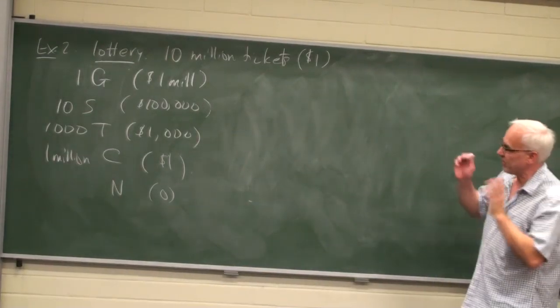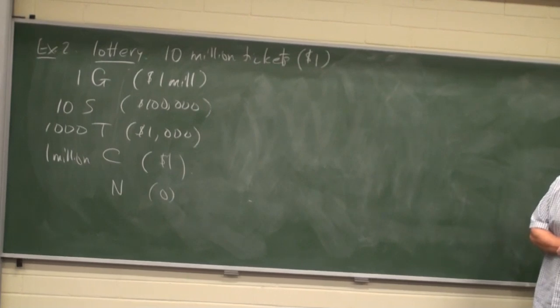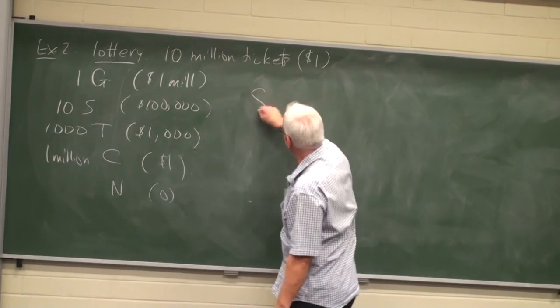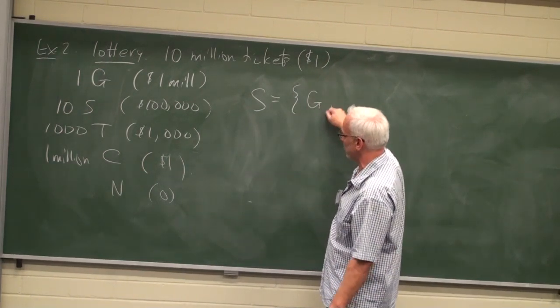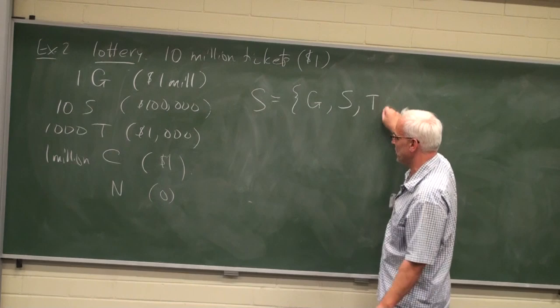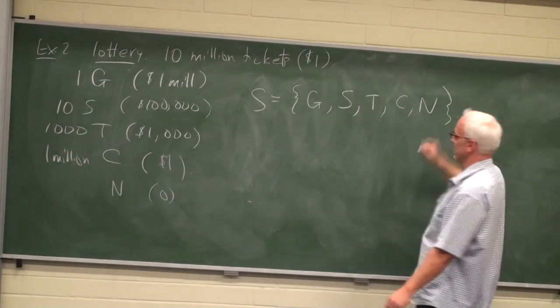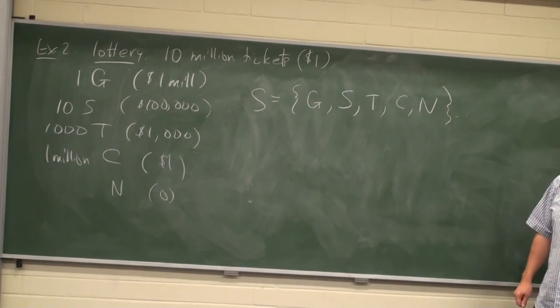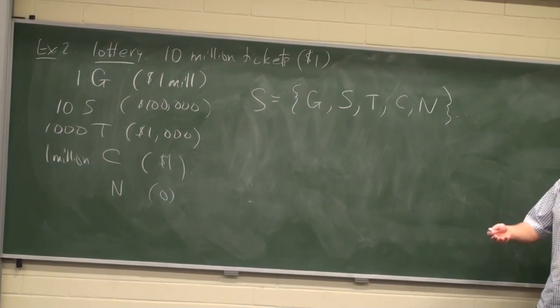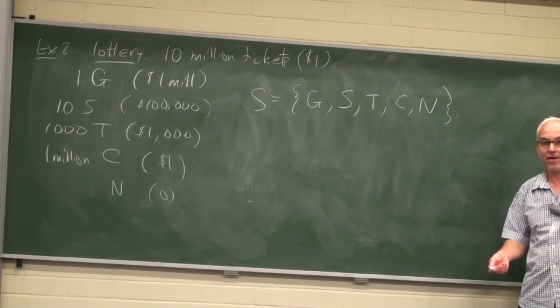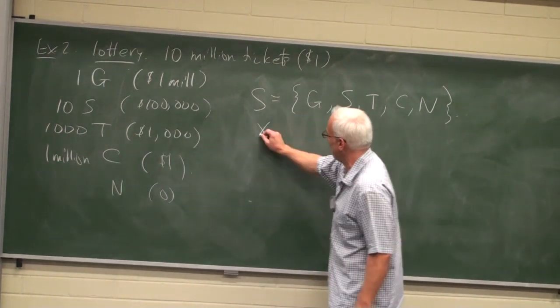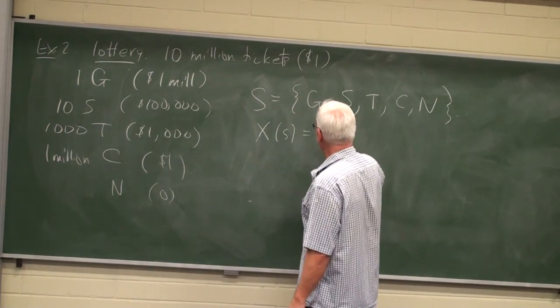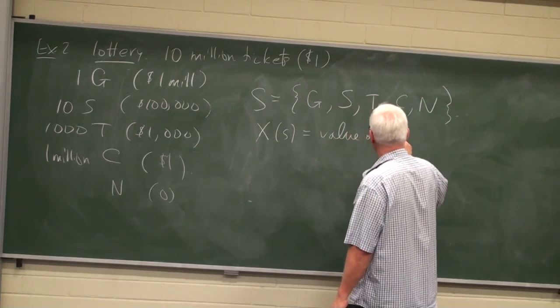How should we think about this in a probabilistic setting? We could introduce a sample space S, the set of possible outcomes: G, S, T, C, and N. These are the possible outcomes of you buying a ticket. And the function X that we might be interested in is the value of s.